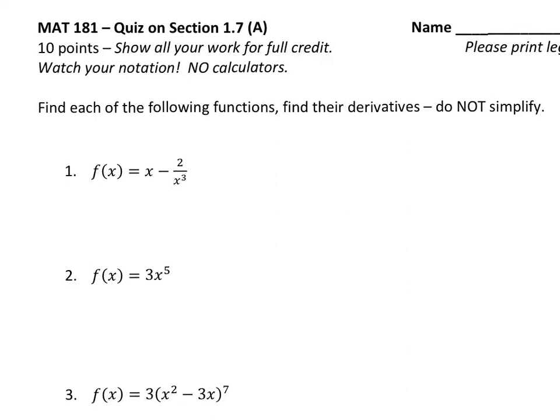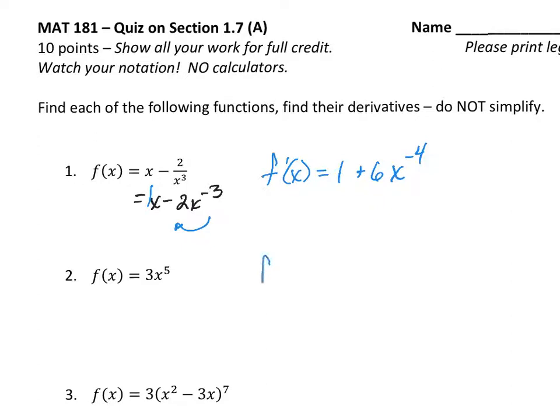Let's take a real quick look at the solutions to quiz 1.7. This first one, we want to go ahead and rewrite that with a negative exponent before we take the derivative. We do that so that we can use the power rule. So for the first one, 1x, the derivative is 1. For the second one, the negative 3 multiplies by the negative 2 to give us plus 6x, and then subtract 1 from the negative 3 to be negative 4.